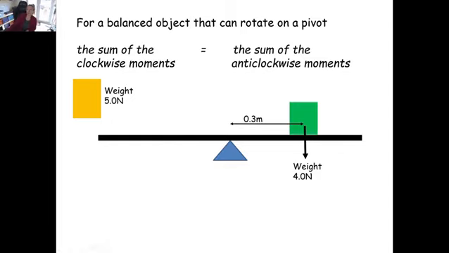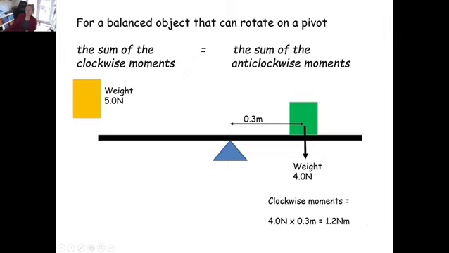What would happen if we have an object of weight 5 newtons, and this time we have got a weight of 4 newtons on this side of the seesaw? Well, work out the clockwise moments, which would be 4 newtons times 0.3 meters, giving a moment of 1.2 newton meters.